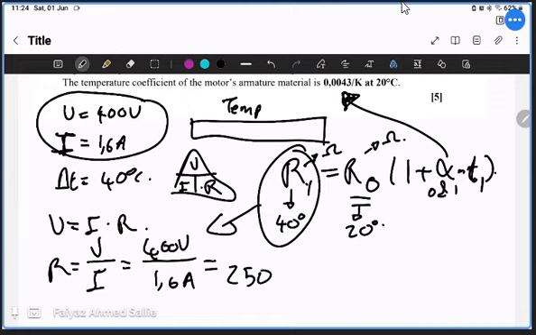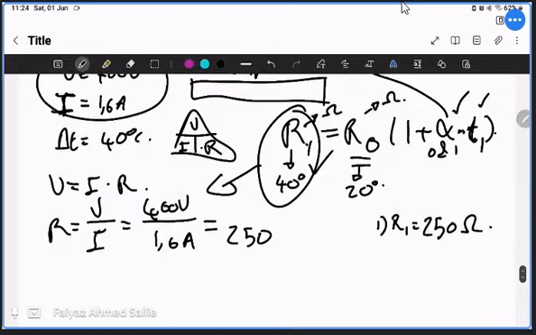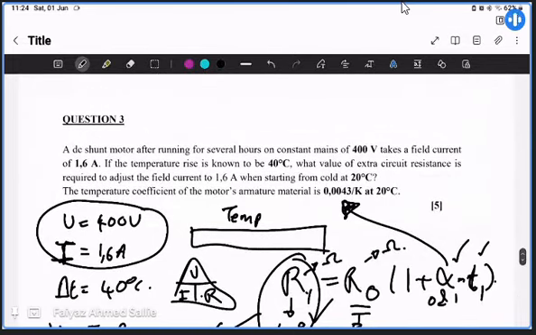So we know that the resistor 1 is equal to 250 ohms. We have this value given, and this temperature is also given. So we have a resistor of 250 ohms.